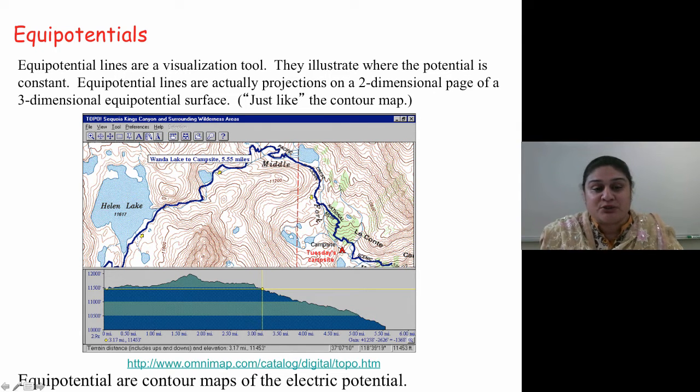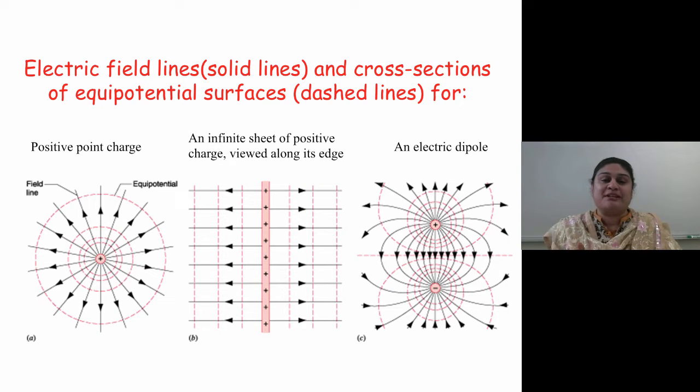So in a contour map, where the lines are closer together, you know that the elevation is higher. Where the lines are spread apart, you know that there is a lower elevation. Same thing with potentials. Where the equipotential lines are together, that means it is a higher potential area. And as the lines spread out, that means that the potential is going down. So some examples of what an equipotential surface looks like are given here.